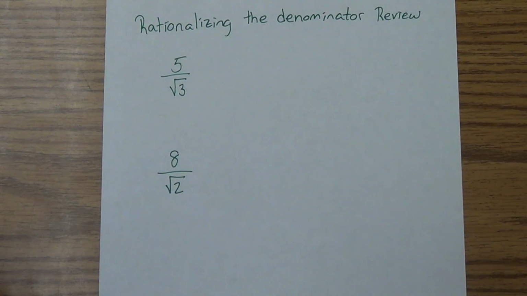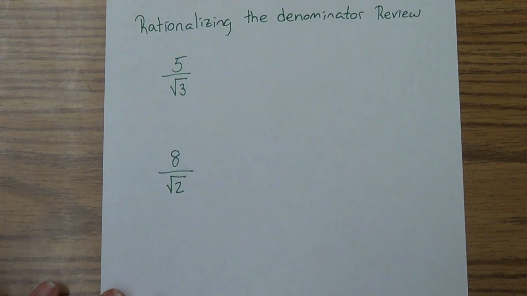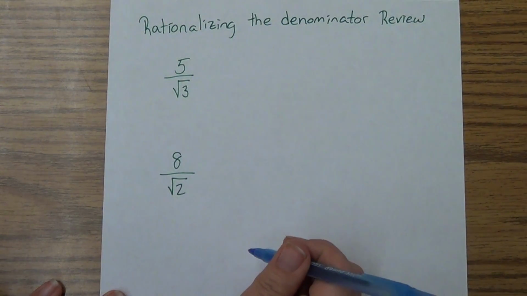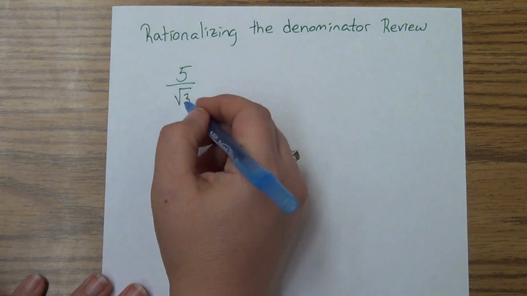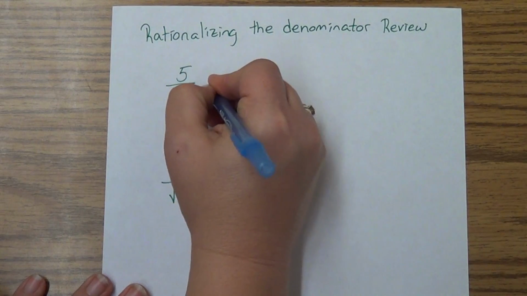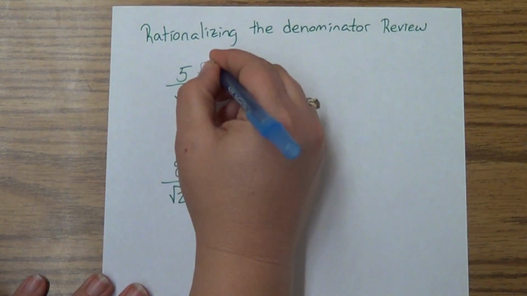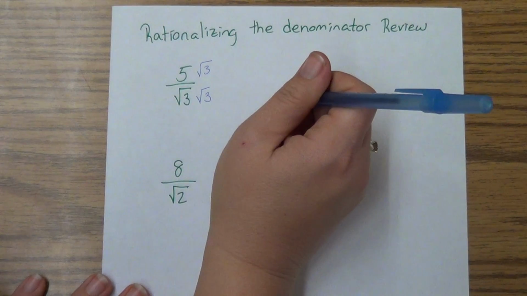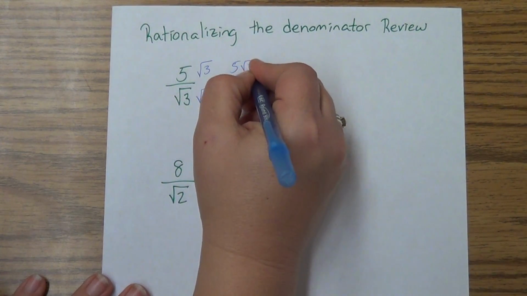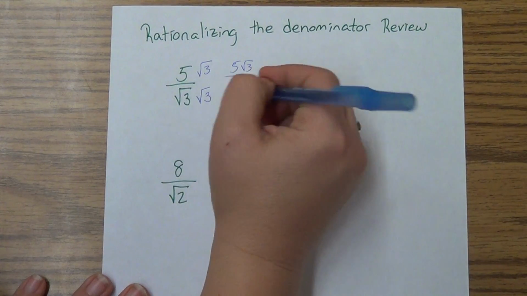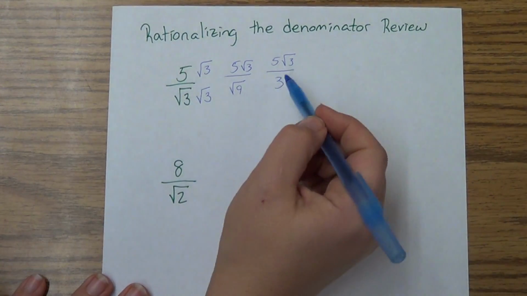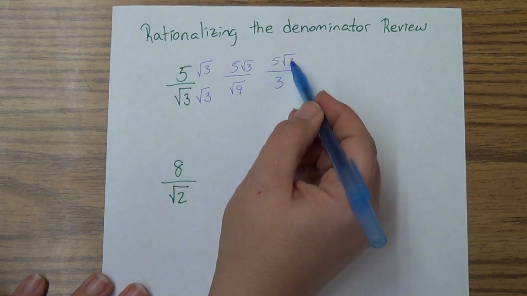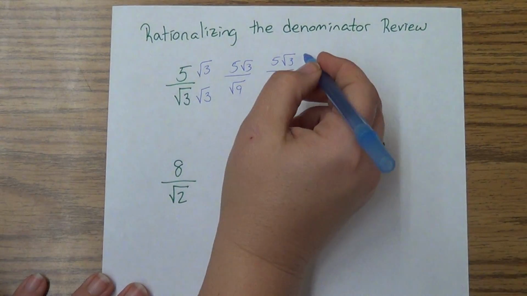All right, review of rationalizing the denominator. This should be relatively easy for you after what we did earlier this year. If we want to get rid of the radical on the denominator, we want to turn this into a perfect square. So I multiply that by radical 3, but whatever I multiply in the denominator, I have to multiply in the numerator. So that gives me 5 radical 3 over radical 9. But we know the square root of 9, that's 3. So we just get 5 radical 3 over 3. Can we reduce these? No. You can't reduce something from inside a radical to something outside a radical.